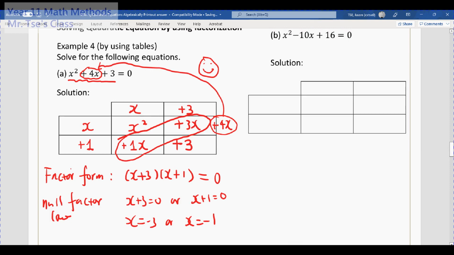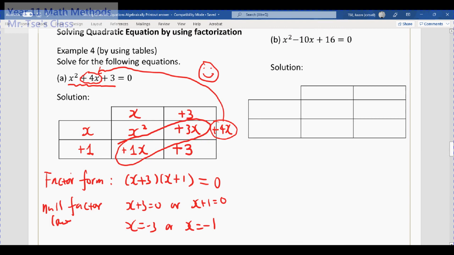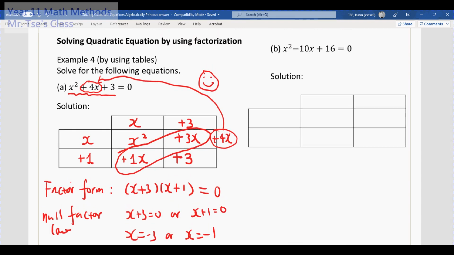And let's move on to my second example. Sorry, example B. Okay, so in this case, x squared minus 10x plus 16. So again, there are 3 terms. So for 3 terms, you try to factorize them, use table.